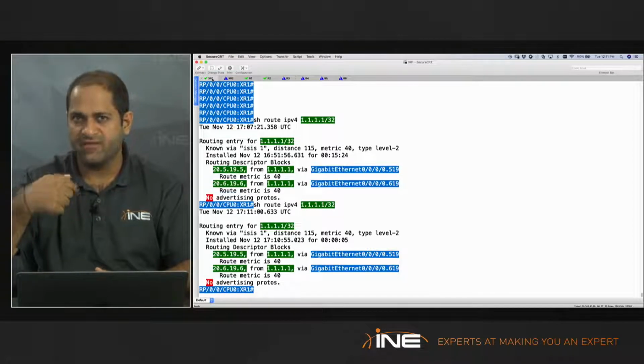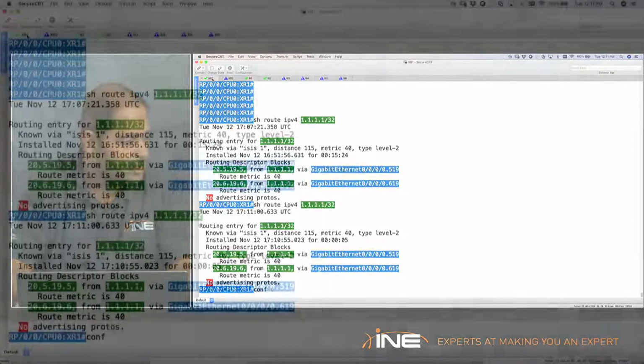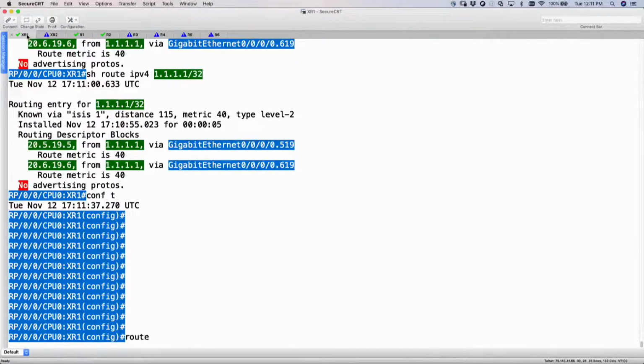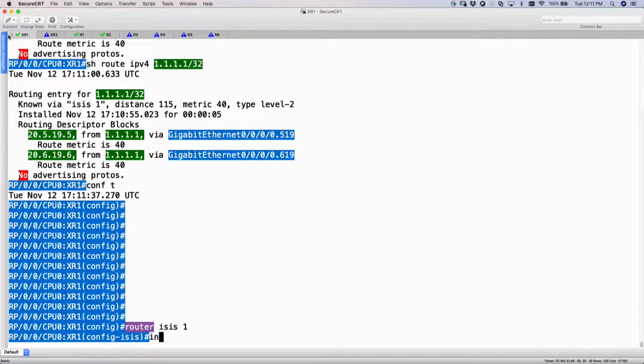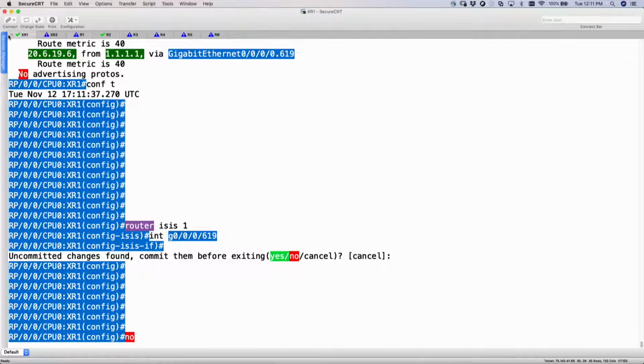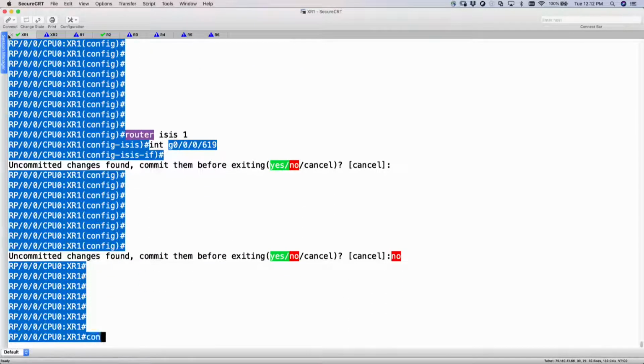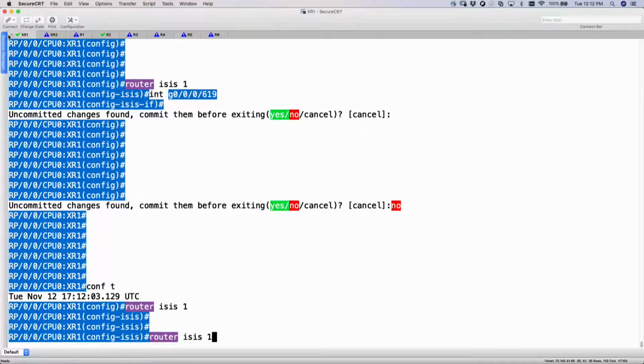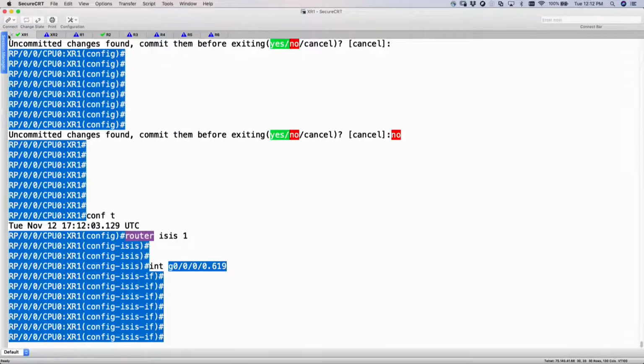So XR1 goes to R5 only. That's going to be done by saying config t. It's done under the ISIS process, under the interface. So show isis 1 interface gig 0/0/0/0.619, which is towards R6. So config t, router isis 1, and the interface would be gig 0/0/0/0.619. And here I can change my metric.